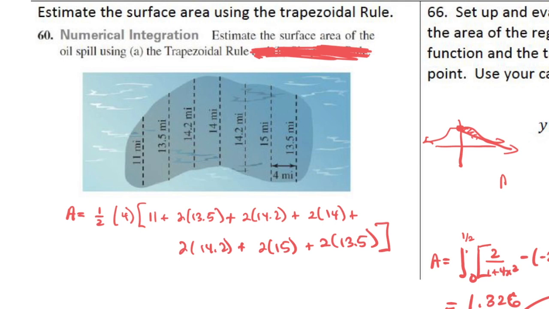So let's take a look at the trapezoidal rule. Remember, the area of a trapezoid is 1/2 the base multiplied by your delta x. In this problem, delta x was given to you as 4 miles. Make certain that your final answer is in miles squared.